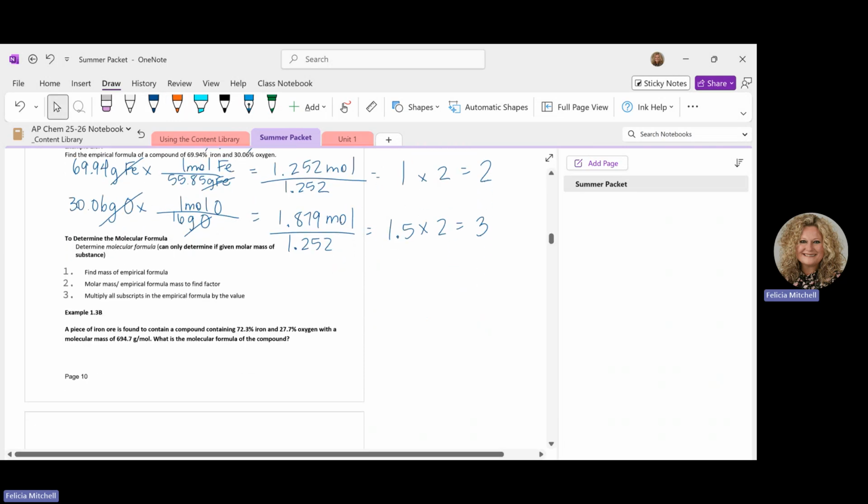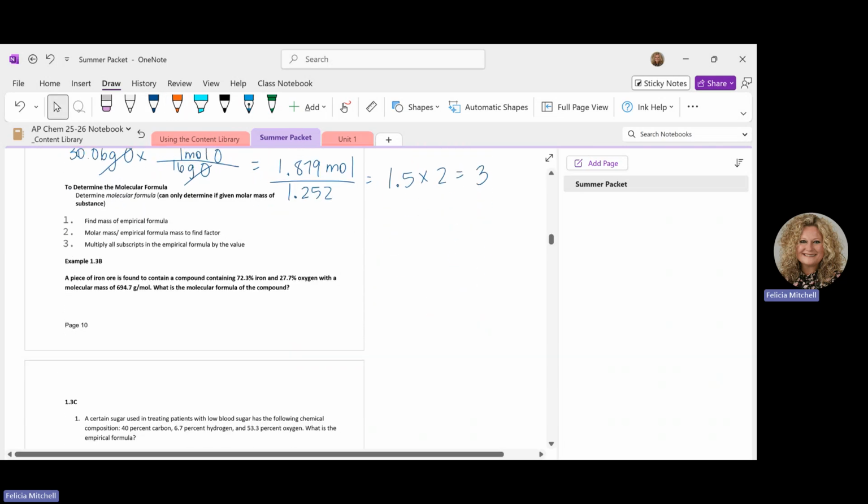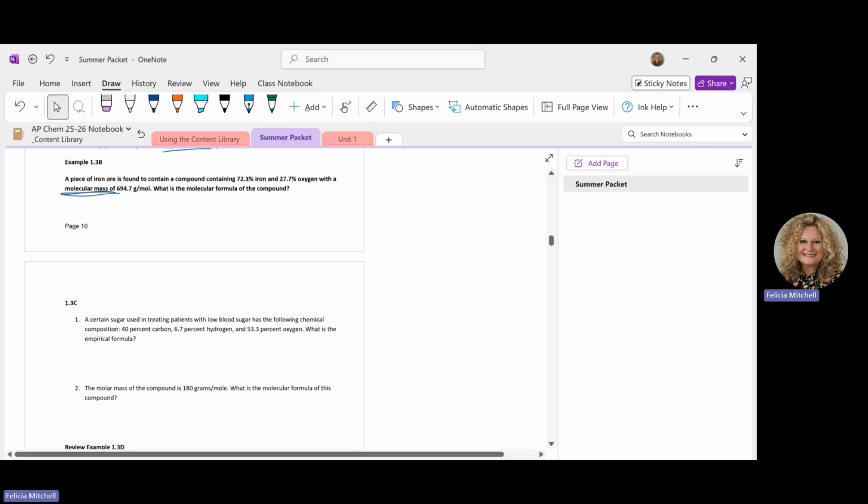Now, what if you are asked to get the molecular formula? Well, you do the same thing. You get the empirical formula, but then you get the mass of the empirical formula, and then you divide the molar mass, or the molecular mass that's given to you, by the empirical formula mass. Always remember the MM is on top, and then EF. And that tells you the number by which you multiply all of the subscripts of the empirical formula. Okay, let's just do it. It's definitely easier doing it than teaching it.